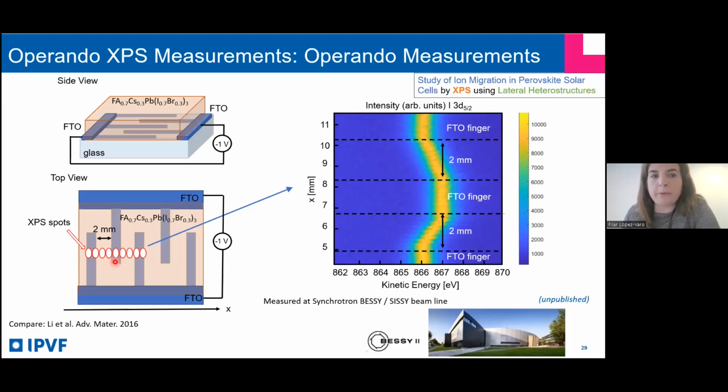But once we put 1 volt, we can see here we have one finger, here another finger, and another finger. So the potential drop is completely uniform. And this indicates that in this sample there is not too much ion concentration, and also the perovskite is intrinsic.